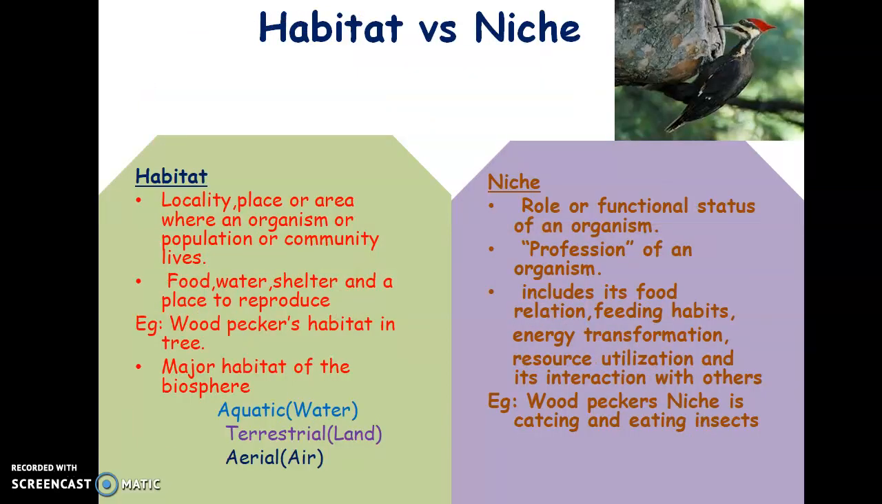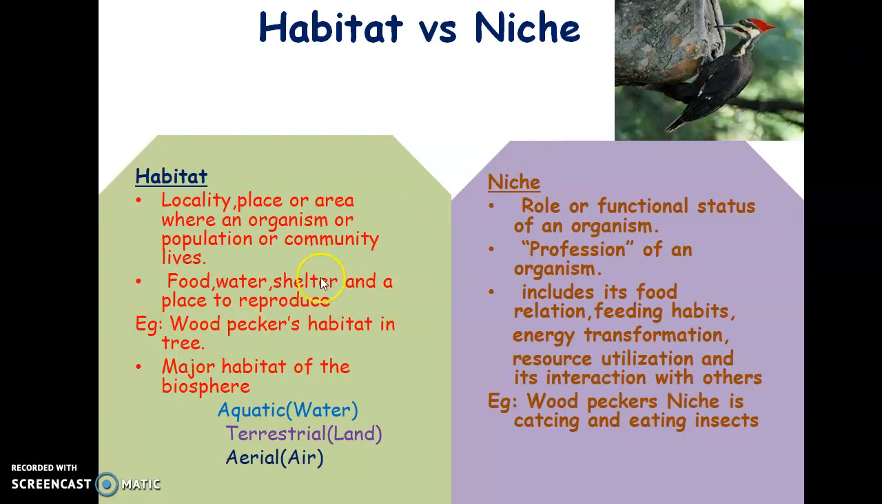And do you know what is the difference between habitat and niche? Habitat is the locality or place or an area where an organism or a population or a community lives. We can say that it is the home of an organism. And what is the peculiarity? It will provide food, water, shelter, and a place to reproduce. For example, if you are taking a woodpecker, what is the habitat of a woodpecker? It is a tree. Yeah, it is making holes in the tree.